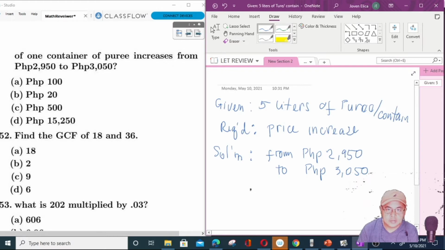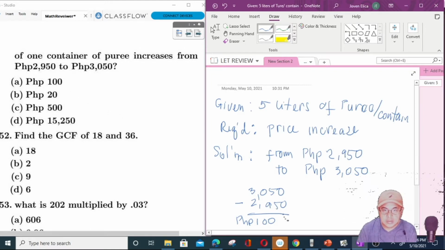So therefore, to get the difference, 3,050 minus 2,950, just get the difference, and the difference will be 100 pesos. So the answer is 100 pesos price increase per container of puree, and this is going to be letter A. The answer is letter A.